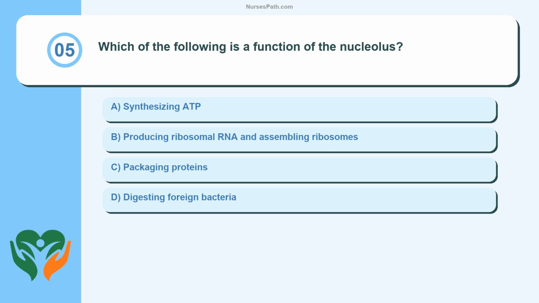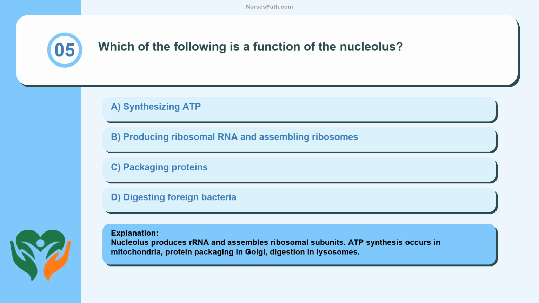Question 5. Which of the following is a function of the nucleolus? Synthesizing ADP. Producing ribosomal RNA and assembling ribosomes. Packaging proteins. Digesting foreign bacteria. The nucleolus produces rRNA and assembles ribosomal subunits. ADP synthesis occurs in mitochondria, protein packaging in the Golgi, and digestion in lysosomes.